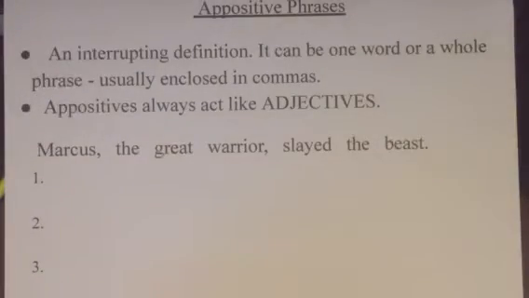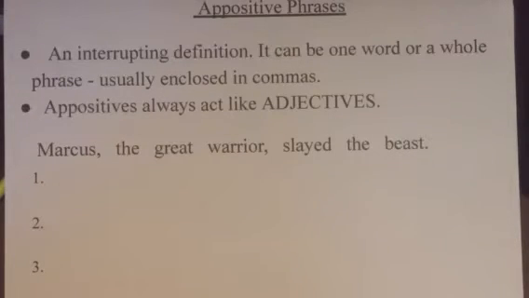All right, so those are prepositional phrases. Another kind of phrase is an appositive phrase, which is that interrupting definition. It could be one word, it could be a whole phrase. Usually it's enclosed in commas, and they always act like adjectives. Because they are an interrupting definition, they're defining a noun. Therefore, it's going to be an adjective.